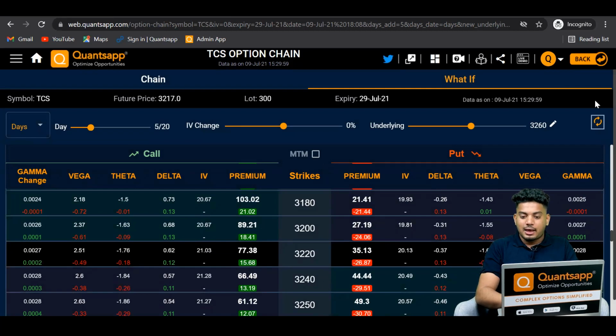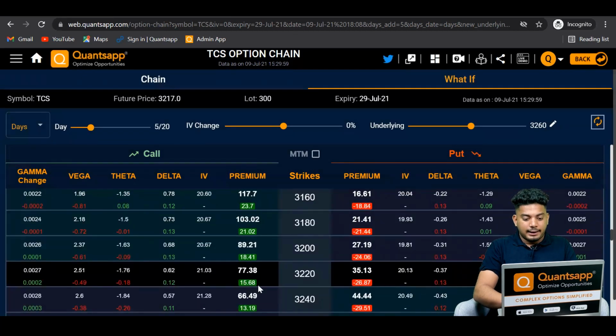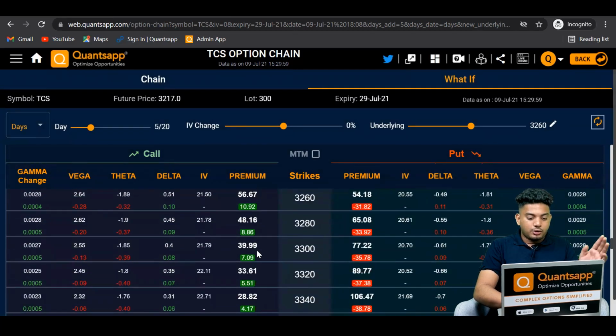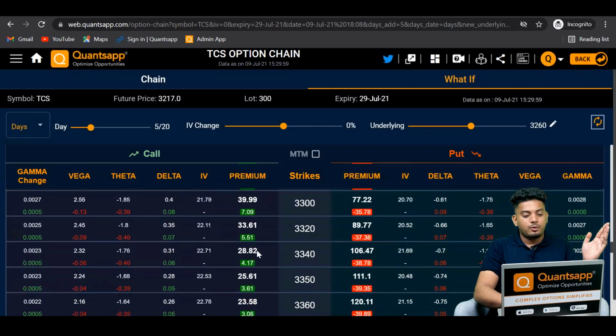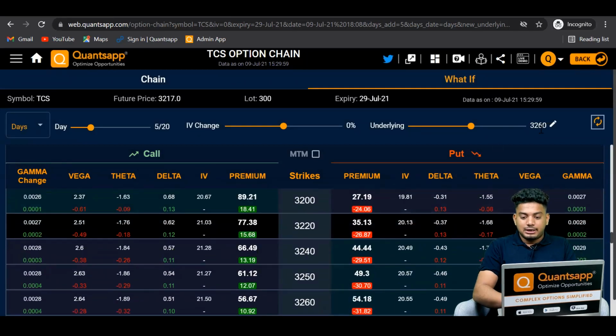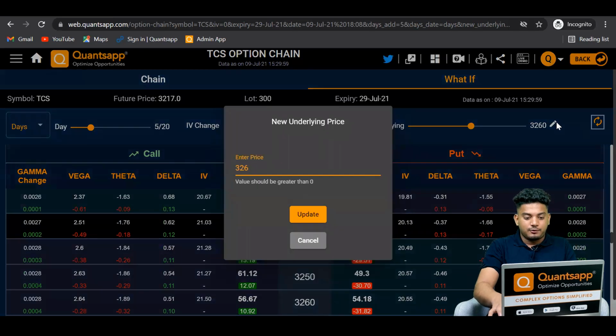Now why has it happened? Because eventually my future price has gone up, and that is the reason this premium has also gone up at the same time. Similarly, if you look at the entire option chain on the call side, all of the option premiums have gone up. Similarly, let's try to understand the negative effect of it.